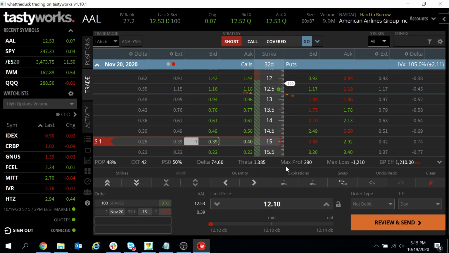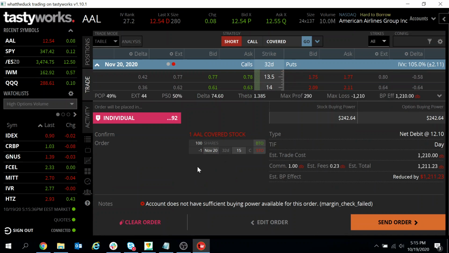So what happens for our profits? Our max profit is easy to calculate. Our max profit is the selling price we agreed in the options contract minus what we paid for the stock. And that brings us to $290. That is our max profit. We can go ahead and click review and send. Look at the details for the commissions. So we'll have $1 for the options contract with a standard commission for Tastyworks. And we have the estimated fees, which is roughly 23 cents for the purchasing of the options.